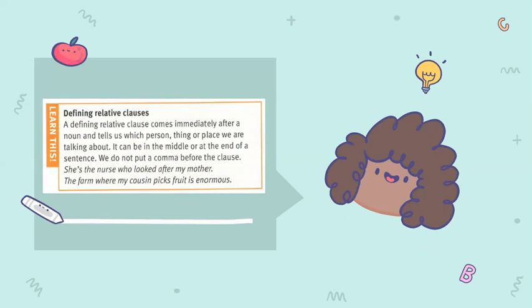For instance, she's the nurse who looked after my mother. So here we have our defining relative clause, who looked after my mother, and it came after the noun nurse. And here we have the farm where my cousin picks fruit is enormous. So here we have a relative clause. So the farm where my cousin picks fruit, and it defines the farm. So the noun that came before it.